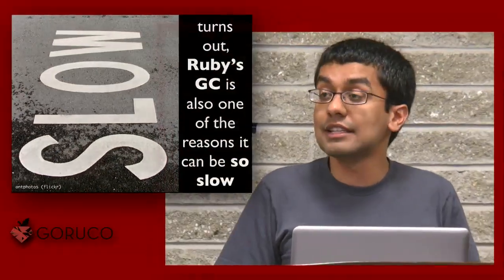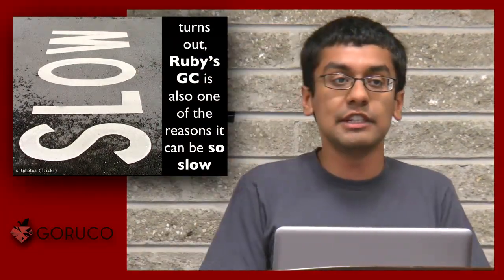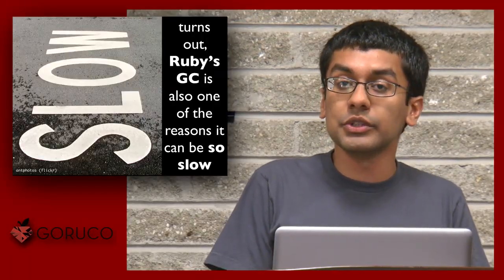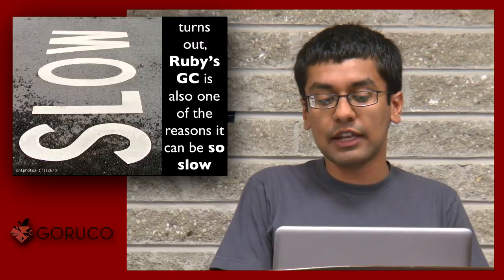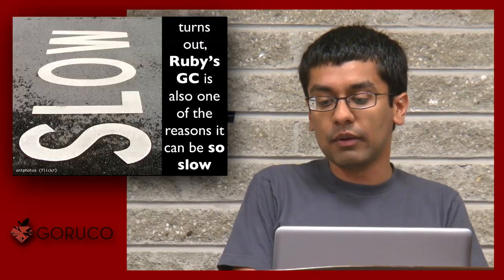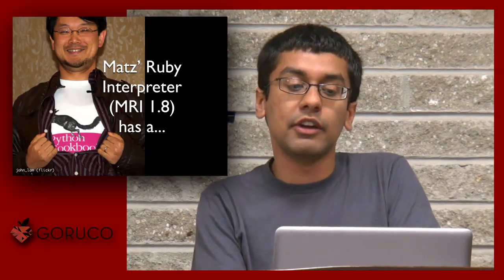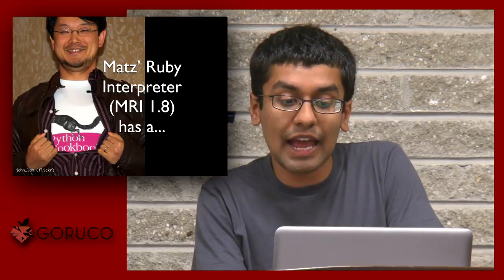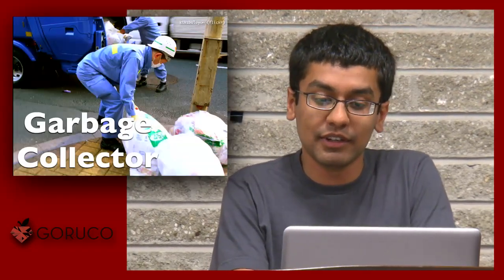So I said this talk is about the RAM usage, but it turns out Ruby's GC, especially in MRI's case, is also one of the big reasons it's so slow. And so addressing these concerns can actually help in both aspects. So why is this so slow? It's basically because MRI, again, has a conservative, stop the world, mark and sweep garbage collector. So what does this mean?